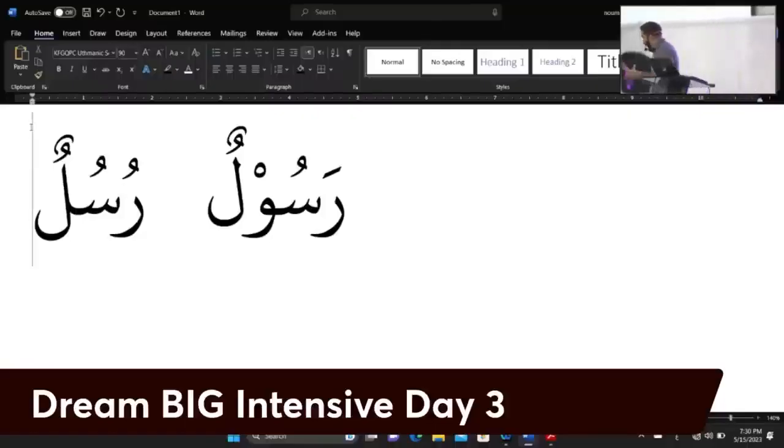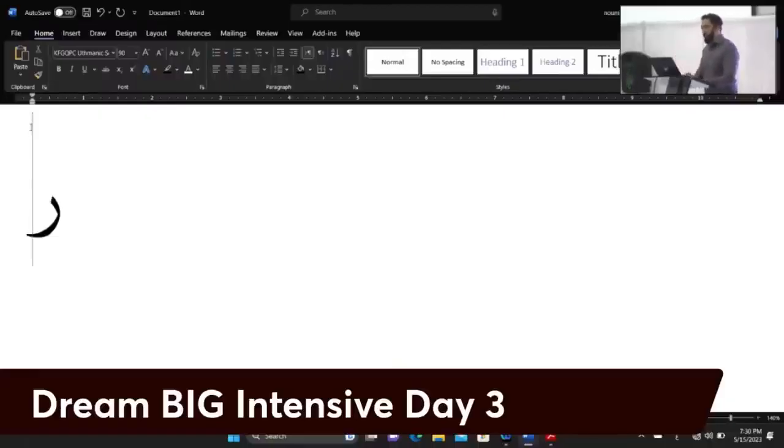Rasul, messenger. What's the plural of Rasul? Rusul, messengers. What do you think? Broken or regular? This is broken because the original word did not start with ru. It started with ra. Even if I break it a little bit, it's broken. I need the exact original word or it's broken. You with me? Okay, what about this?